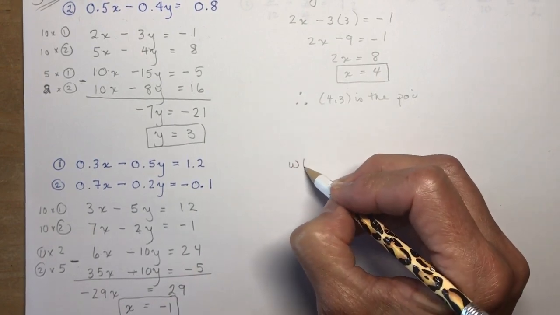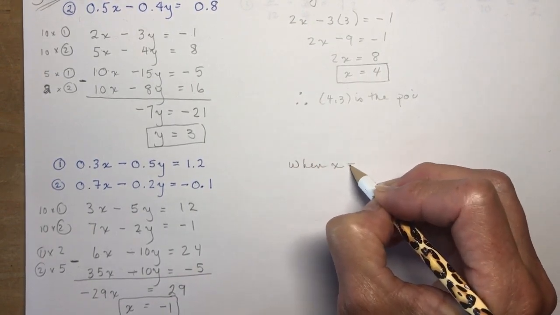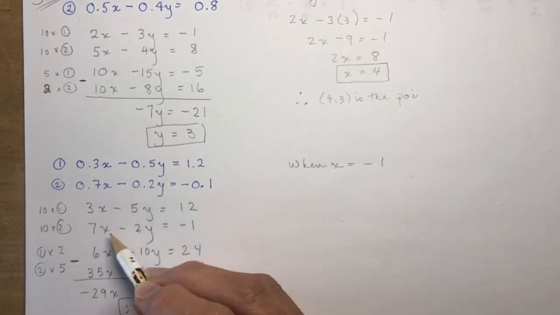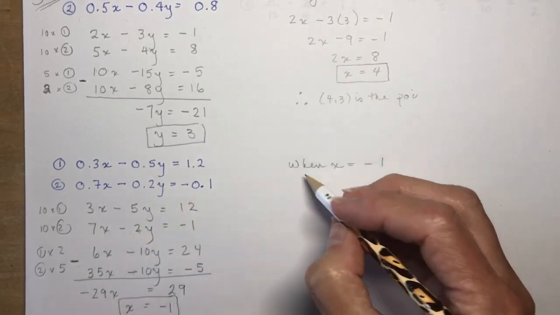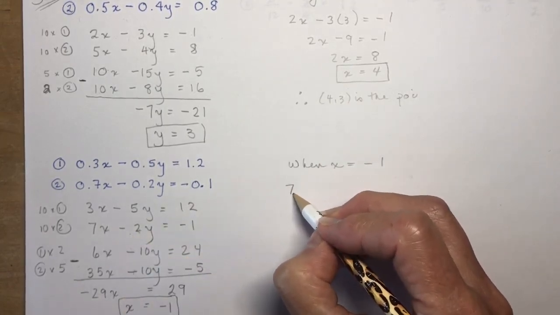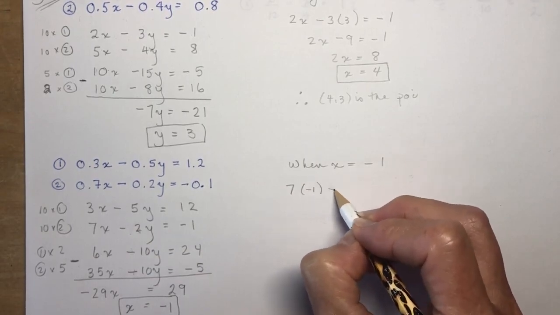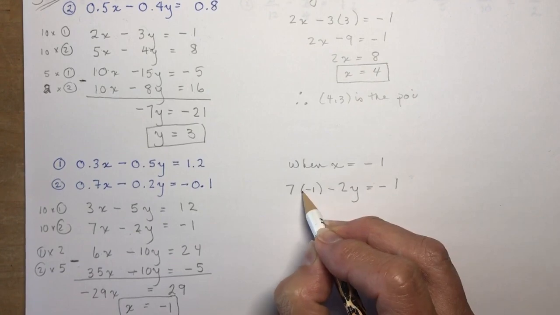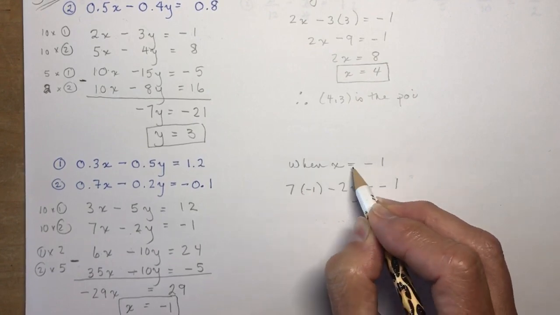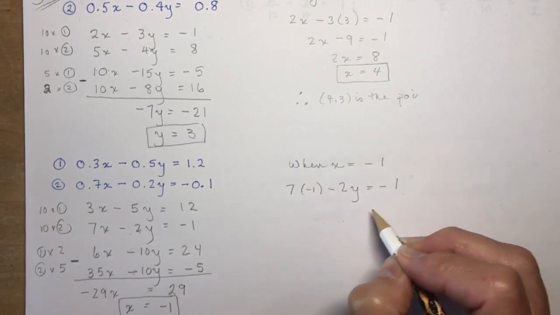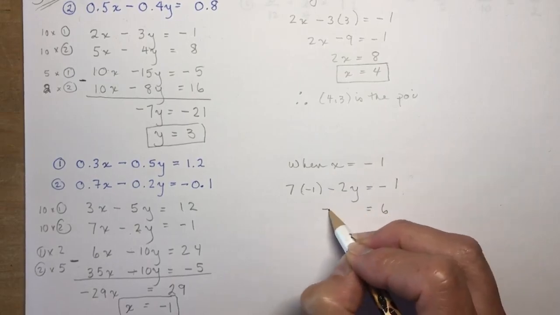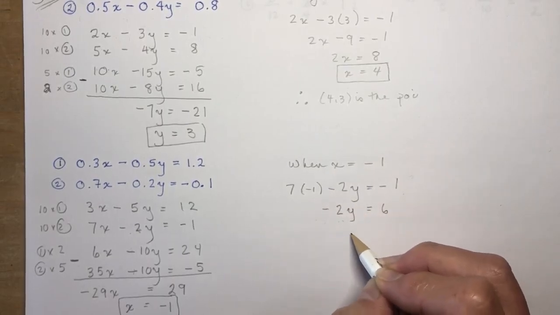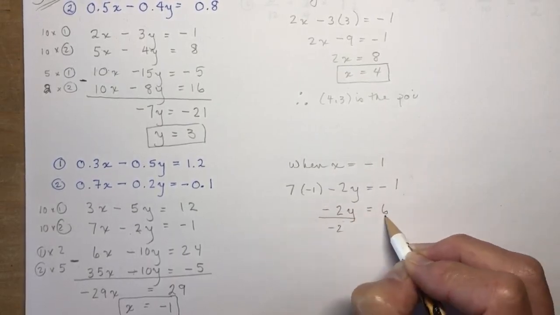Okay, so now I'm going to plug in when x equals minus 1. And I'm going to plug it into, well, let's put in the second equation. So 7 times minus 1 minus 2y equals minus 1. That's minus 7. I bring it over here. I'm going to add 7. So that's going to give me 6. And now divide by minus 2, both sides.